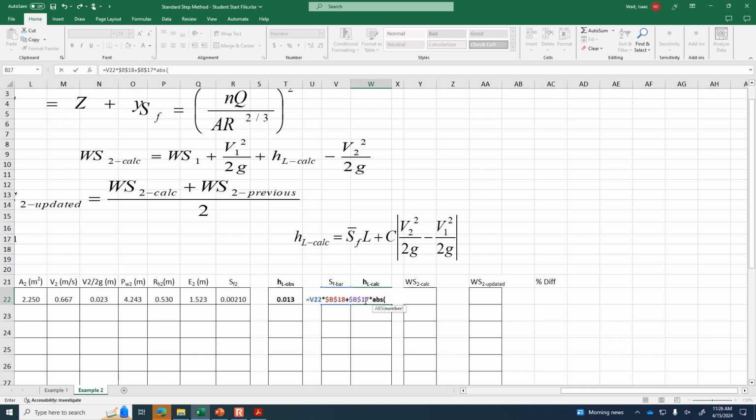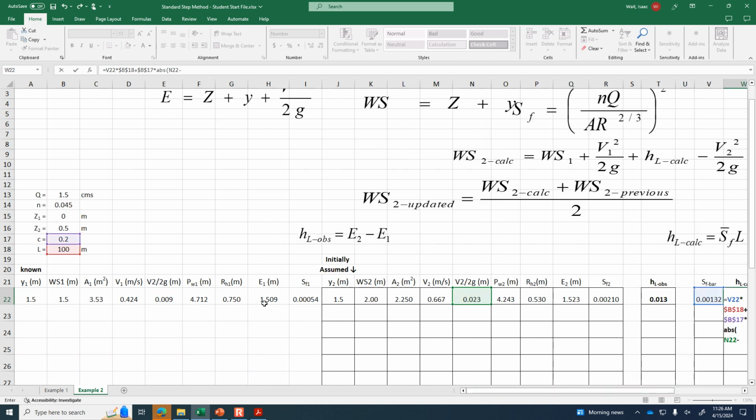And this is nice again that we've got the velocity heads calculated. So the absolute value of velocity head at 2 minus the velocity head at 1. No, not the velocity, velocity head. Yeah. Okay.